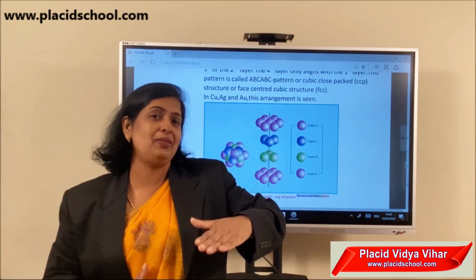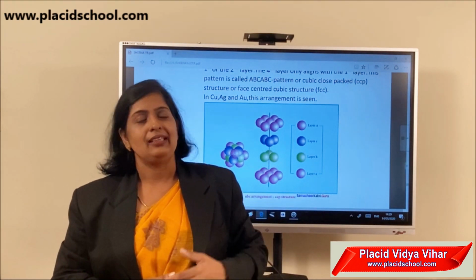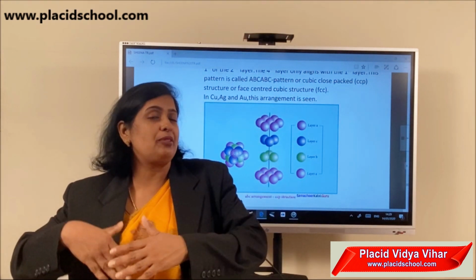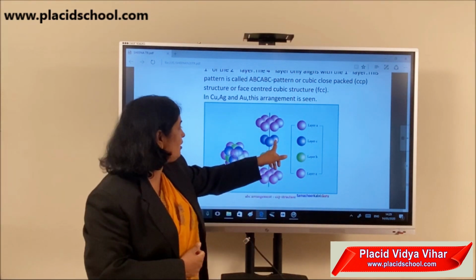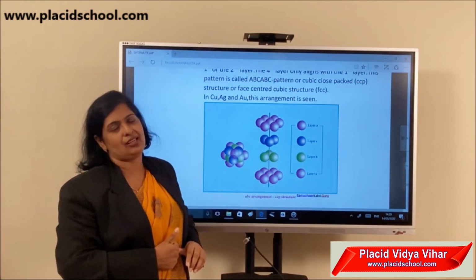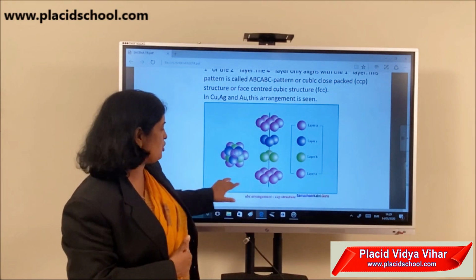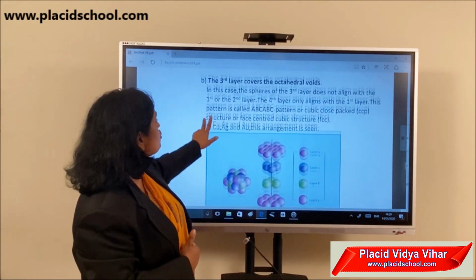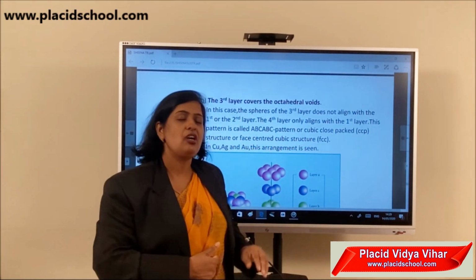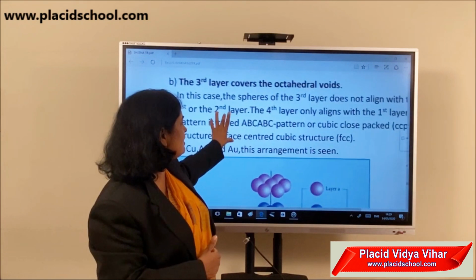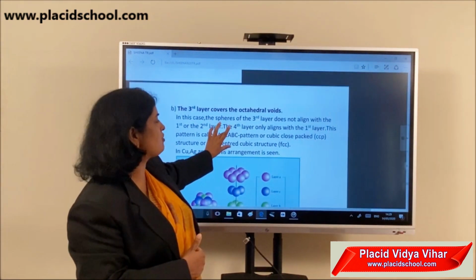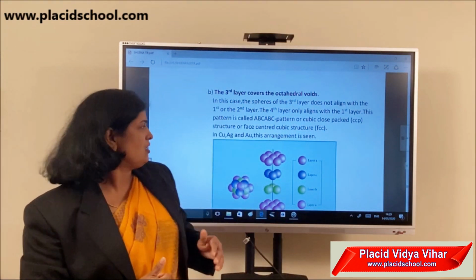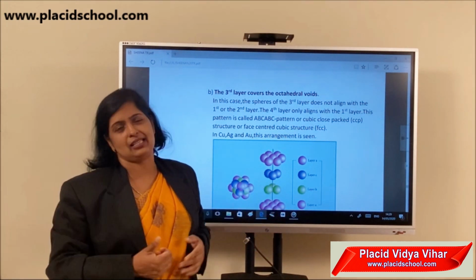If we keep the third layer on the octahedral void, then the third layer is not vertically getting aligned with the first layer. Then keep the fourth layer in the depressions. Then the fourth layer gets vertically aligned with the first layer. This type of arrangement is called cubic close packed structure. It is shown here, cubic close packed structure, or another name is there, face-centered cubic structure. They are having the accepted abbreviations CCP or FCC. So CCP or FCC is one and the same.